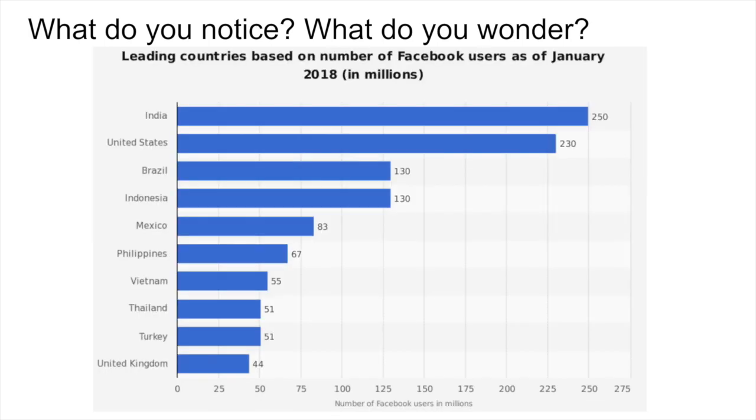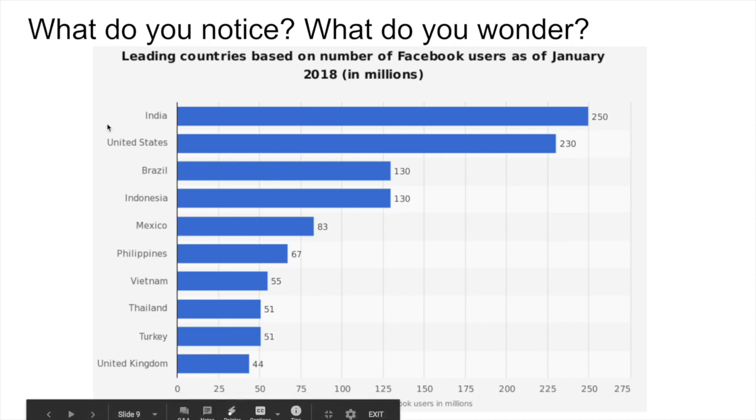So this graph is now talking about the countries and how many Facebook users they have. So it's a little bit different than the other two graphs because the last two graphs we looked at were looking at numerical data. This one is still a bar graph, but now we're talking about categorical data. We've got our categories here. Was there anything that surprised you about this data?